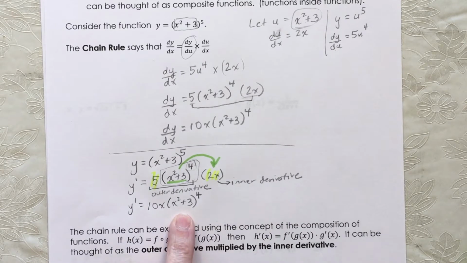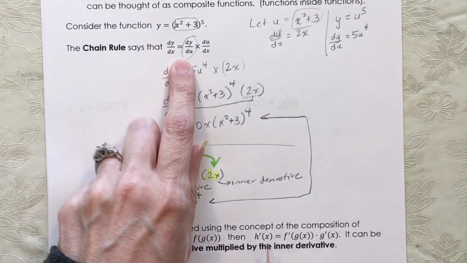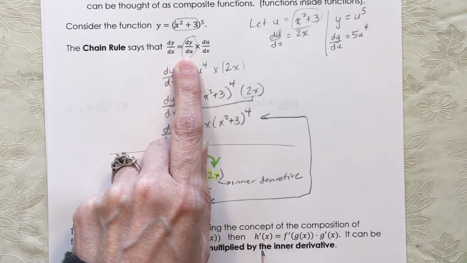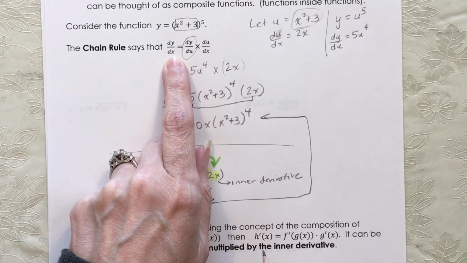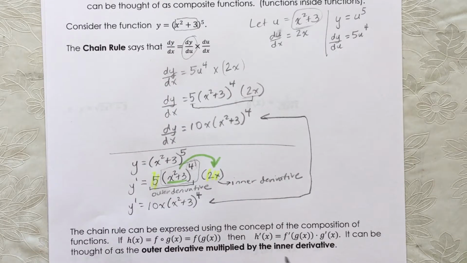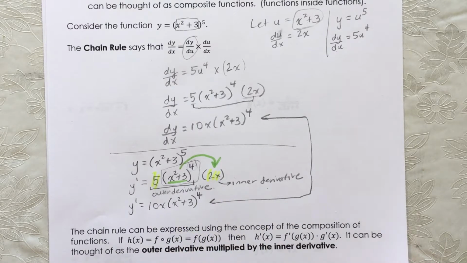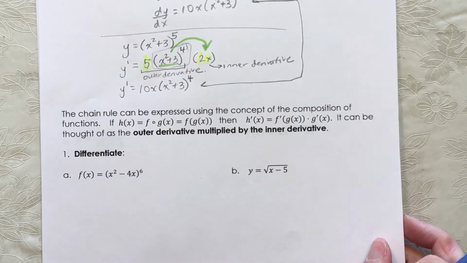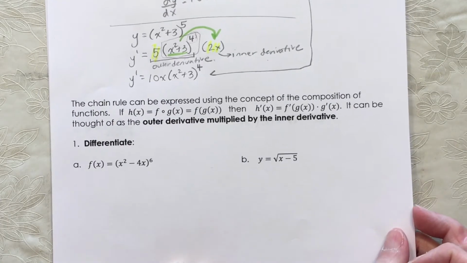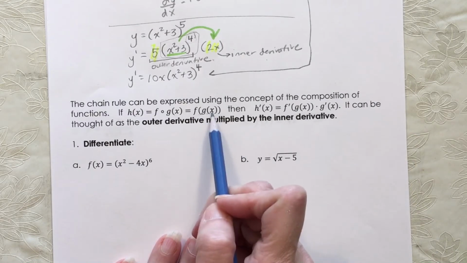So we got the same answer as we got up here by using the definition of the chain rule, which says you can find dy by dx by doing dy by du times du by dx. And then we broke it down into outer derivative times inner derivative as the easier way to do it. The chain rule can also be expressed using the concept of the composition of functions. If h at x is f composite g at x, you may not have done composition of functions, but it's f at g at x.